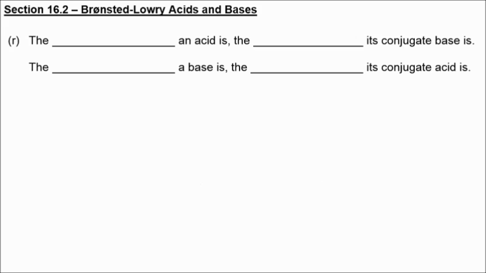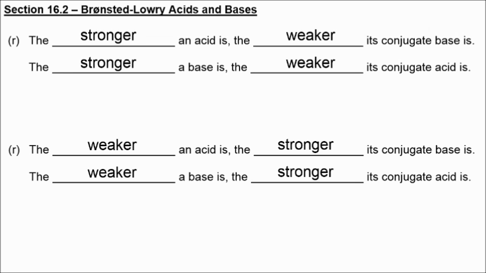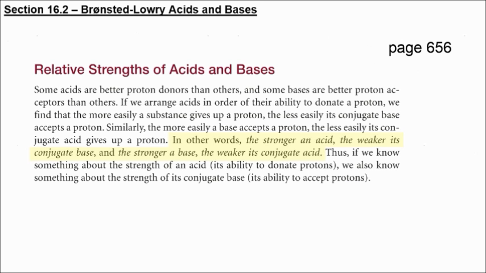So the words that go in this blank: the stronger an acid is, the weaker its conjugate base is. The stronger a base is, the weaker its conjugate acid is. You could have reversed those words and that would still be a true statement. On page 656, the stronger an acid is, the weaker its conjugate base, and vice versa.